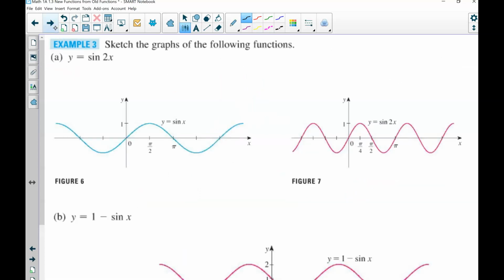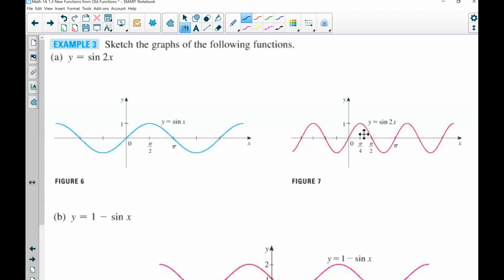So we want to sketch the graphs of the following functions. So we have y equals the sine of 2x. Now, we obtain the graph of y equals the sine of 2x by first graphing y equals the sine of x, which is here in figure 6. Now, because we're taking the value of x and multiplying it by 2, that means we're going to be compressing horizontally by a factor of 2.